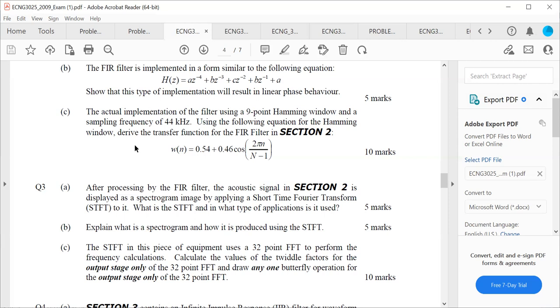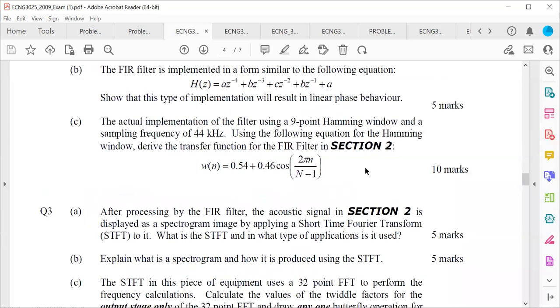The second part is that, if you remember, you start the design of the filter by assuming an ideal low pass performance. In time. So the ideal transfer function in time.